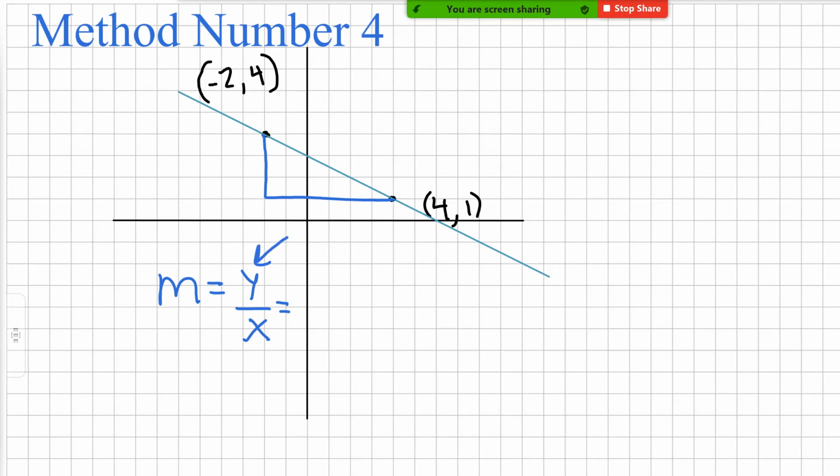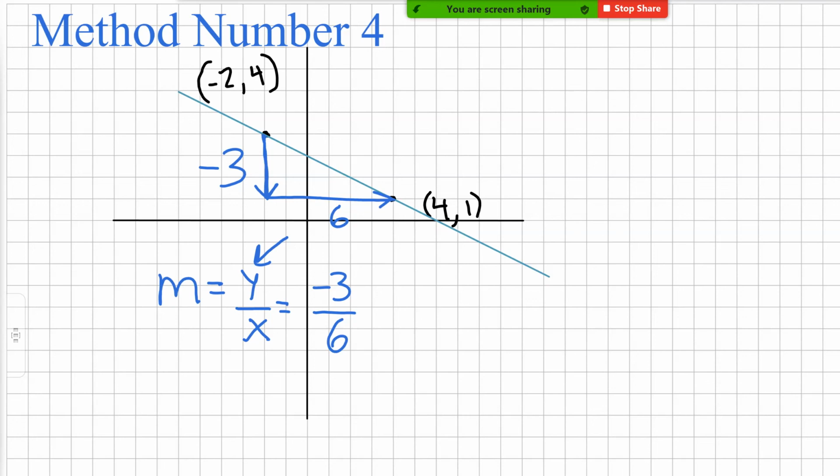Now, I always start with my y. I notice that it goes down 3. Now, the number 3 is positive. How do I show that it's going down? Well, anytime it's going down, I would use the negative symbol. It goes down 3. If I'm going to the right, I am going to count 1, 2, 3, 4, 5, 6. It goes to the right 6. Going to the right is a positive number.